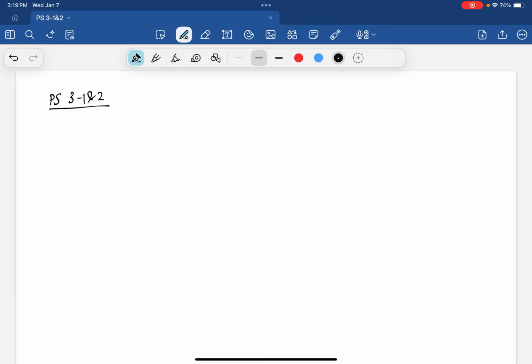Hello, so I'm going to go through problem set 3-1 and 2. I don't have the problems on the screen, but hopefully you have them on your end, so that shouldn't be an issue. So the first question has us finding the critical numbers of these two functions. Let's start with 1a.